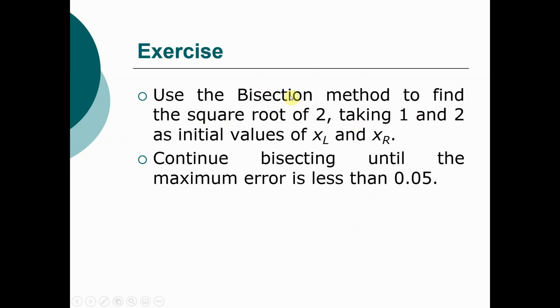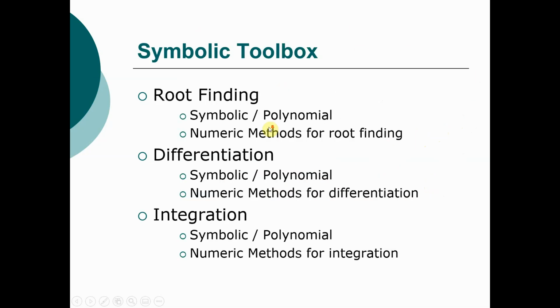You can use the bisection method, using these two end points, and you just keep going until your error becomes less than 0.05. So this is an exercise for you to work on. You can use the sample code that's given.